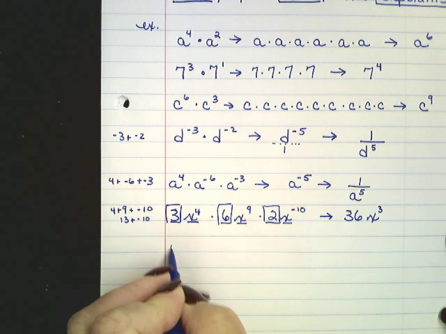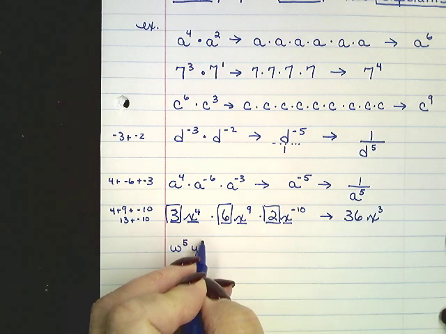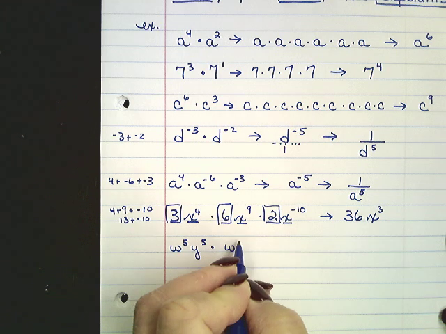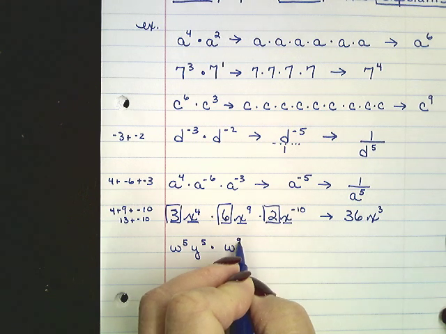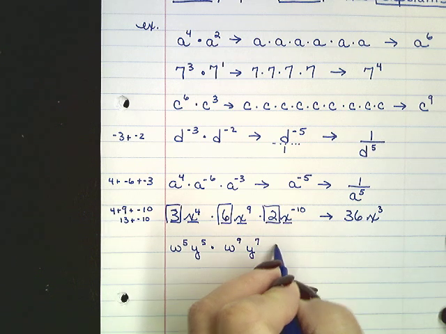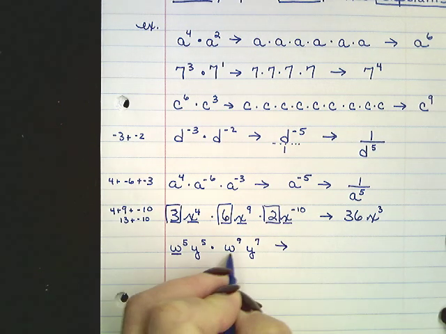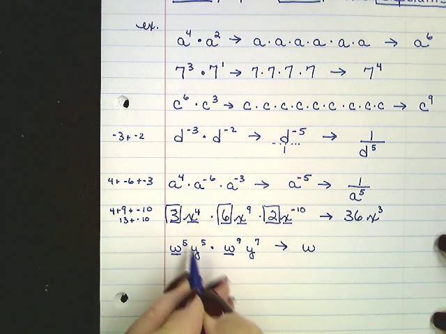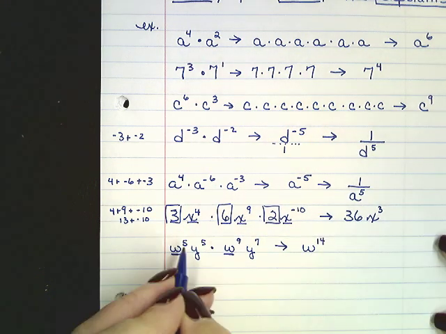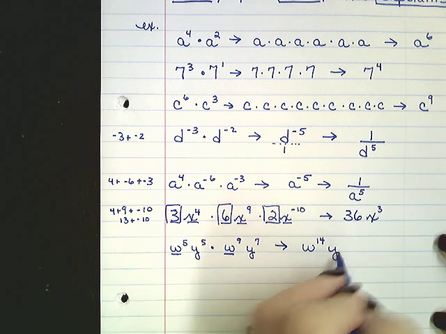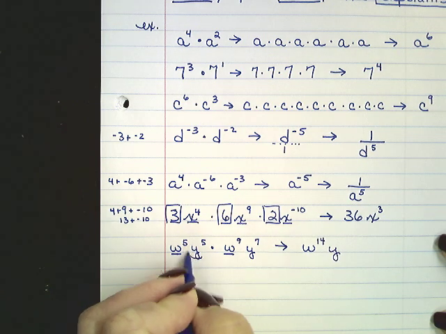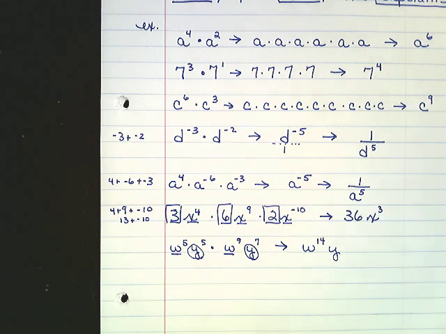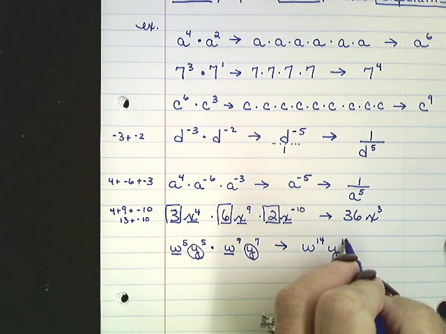All right, let's try this one. w to the 5th, y to the 5th, times w to the 9th, and y to the 7th. All right, I'm going to look at my w's first. There are my w's. Multiplying that same base, I would add the exponents. So I would have w to the 14th, because it would be 5 plus 9. And then now I'm going to look at those y's. I'll circle those. Okay, so my y base has a 5 and 7, so that would be y to the 12th.